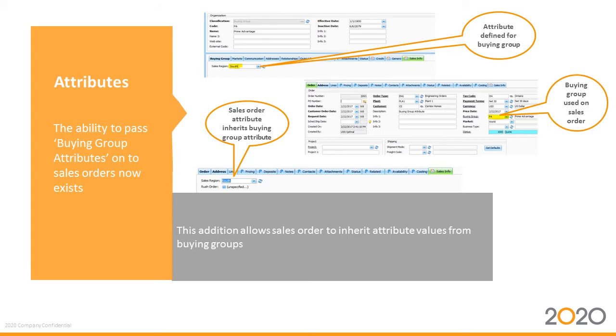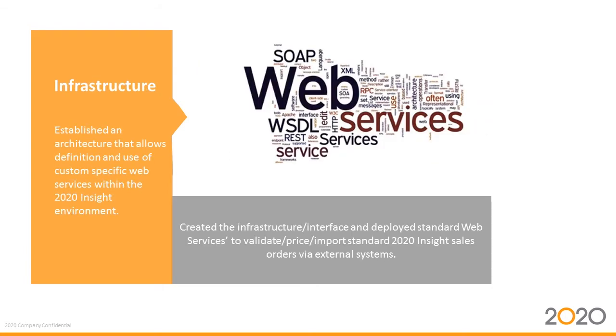So in addition to attributes, we have now incorporated web services, which is a software system designed to support interoperable machine-to-machine interactions over a network, into 2020 Insight. And we created the infrastructure and the interface to validate price and import standard 2020 Insight sales orders via external systems. As we have and are evolving this, we are adding standard sales order endpoints to the software. While to date this has been utilized pretty much all with sales orders, we will continue to expand as other customer needs arise.